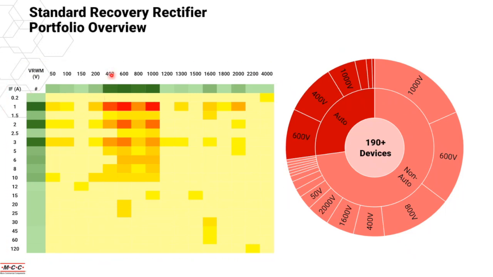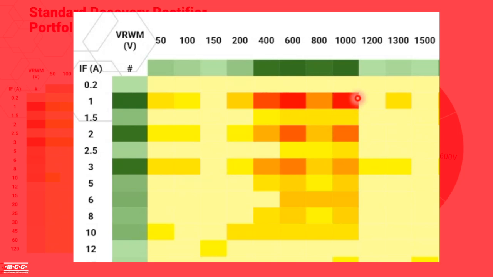the common voltages as well as the common forward currents, or the average rectified current. So 400, 600, 800, and 1000 volts are the common ratings. So we have a lot of options, or more devices offered in our portfolio. The red colors indicate we have multiple options or multiple packages available for consumers to choose from.